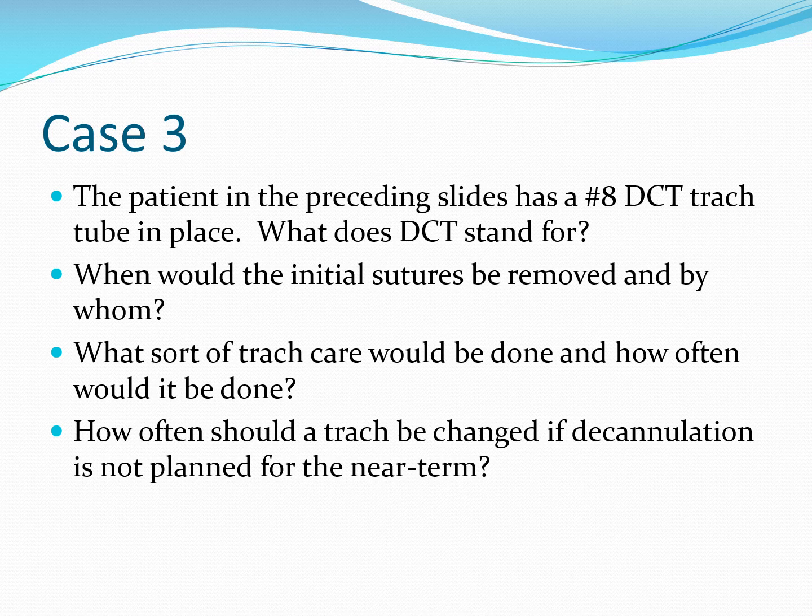How often would the trach be changed if decannulation is not planned in the near term? About once a month. And again, there's a little bit of variation from that. It could be every 2 weeks, but typically around every month. So when you have a trach patient, these are things that you should pay attention to. And if it hasn't been changed for 6 weeks, it should be brought to people's attention.